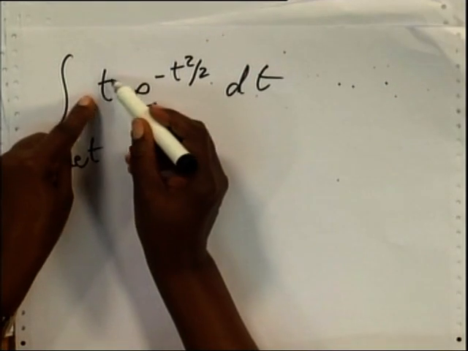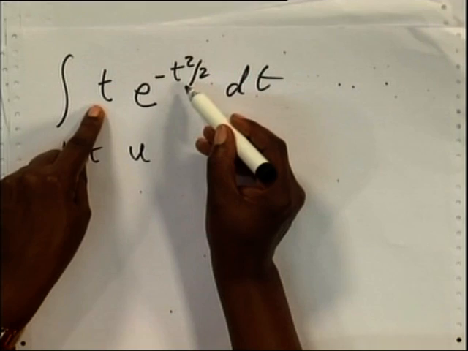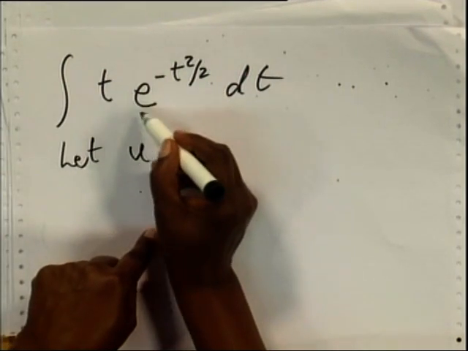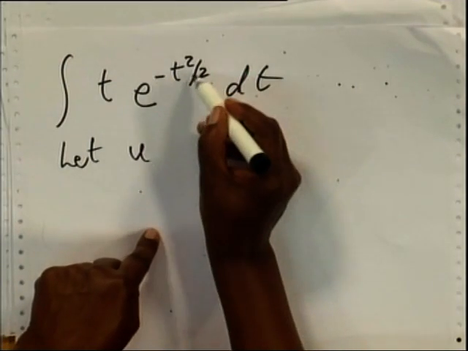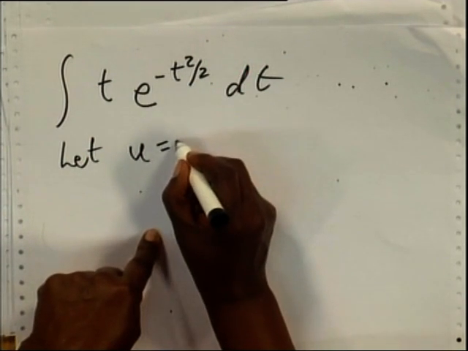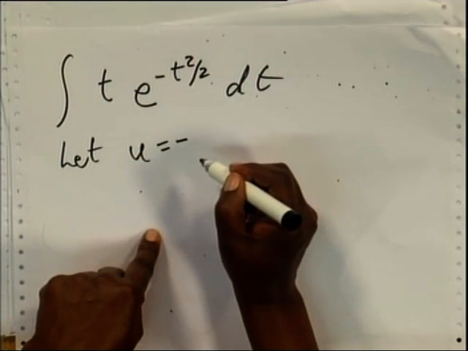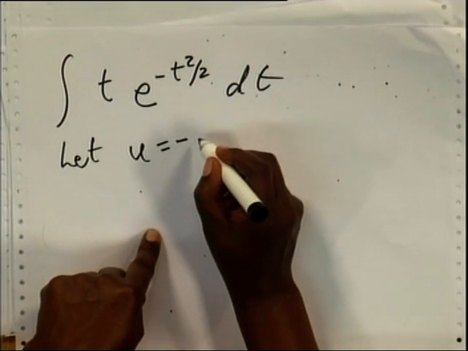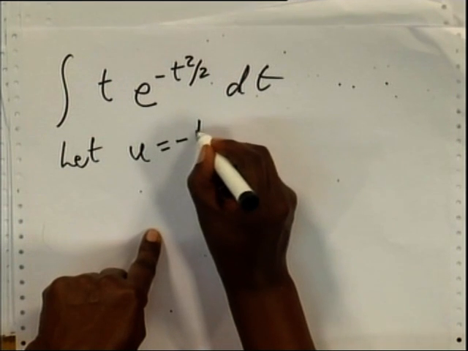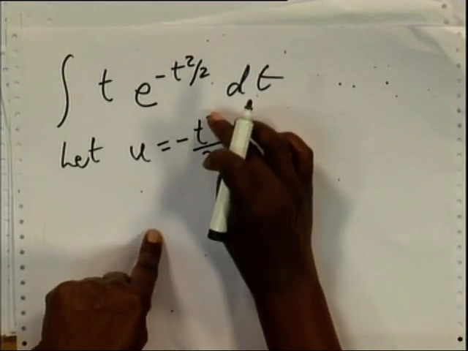I cannot say u equal to t, because if I take u equal to t, it will not help me with this one here. And I can also say maybe t is equal to this one, but it's going to be so complicated. Let me say now, let my u equal to the power of e, because I know how to integrate the e function. So let my u equal to the power of e, which is minus t squared over 2.